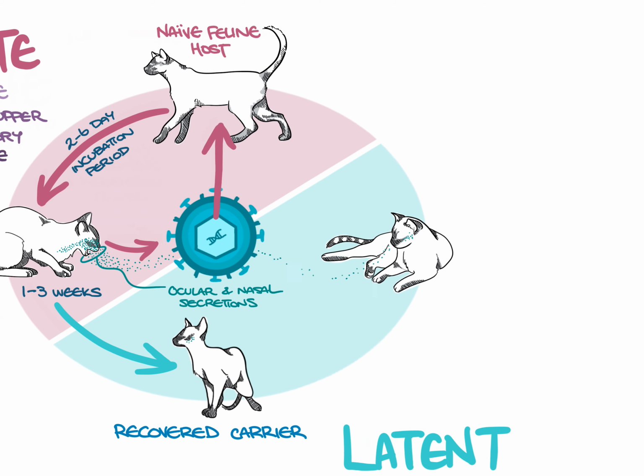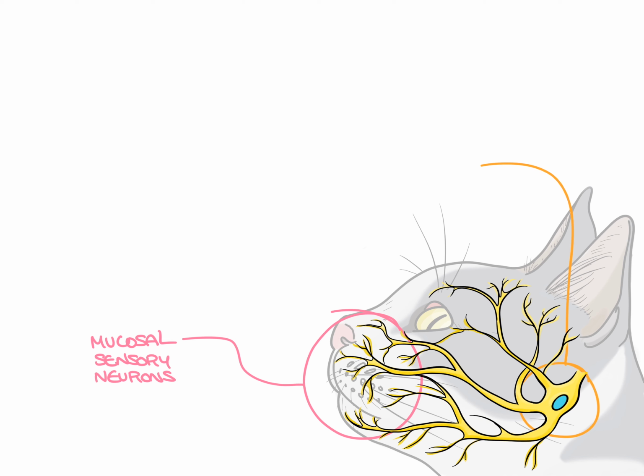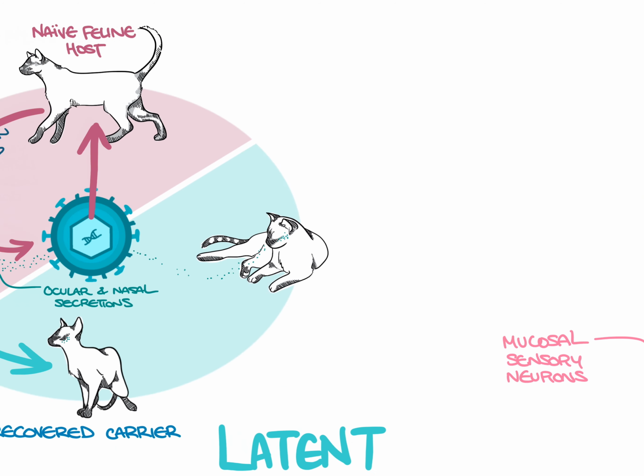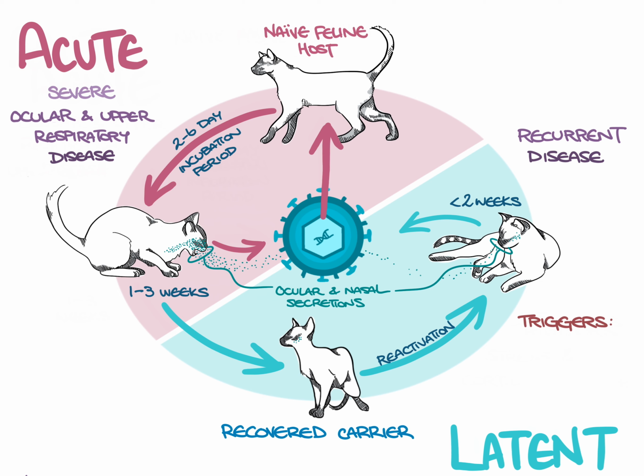This is because, during initial infection, FHV1 also invades the mucosal sensory neurons, traveling up their axons to colonize the trigeminal ganglion and establish latency. Here the virus is mostly dormant but can undergo spontaneous reactivation, causing recurrent disease with low-volume viral shedding, which can last up to 2 weeks. Known triggers of reactivation include stress and corticosteroid use.